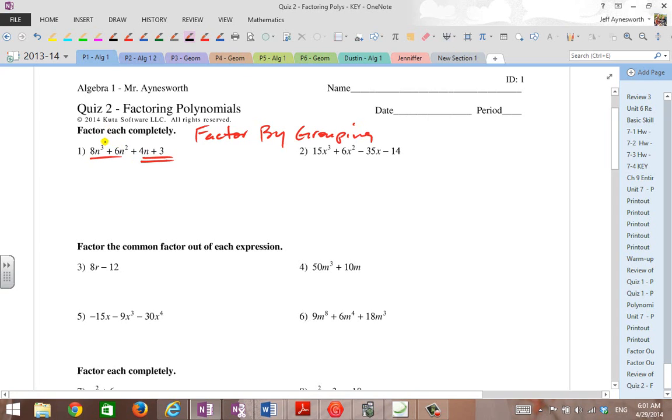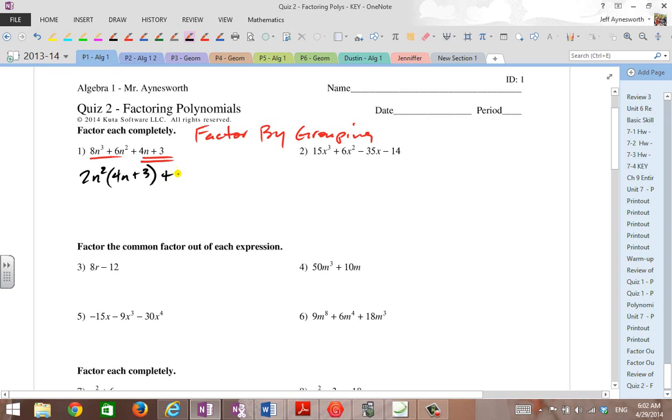I know that 2 divides into 6 and 8, and I know that they have an n squared in common. So I'm going to factor out a 2n squared. So 2n squared times 4n will give us our first term. 2 times 4 is 8. N squared times n is n cubed. 2n squared times 3 will give us a second term, so I need a plus 3 there. I check by distributing back through. There's nothing in common here with the 4 and 3, so I can't factor it out, and the fourth term doesn't have an n, so I can't even factor out a variable.